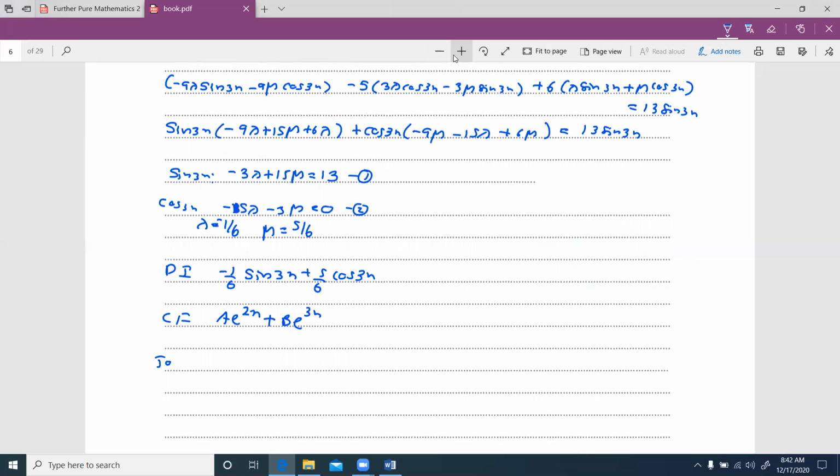Therefore, you can write the total solution as a e to the power 2x plus b e to the power 3x, plus the particular integral, minus 1 over 6 sine 3x plus 5 over 6 cos 3x, is the answer for that. Okay, that's a way of doing this question, right? Yeah, that's a way of doing this kind of question.